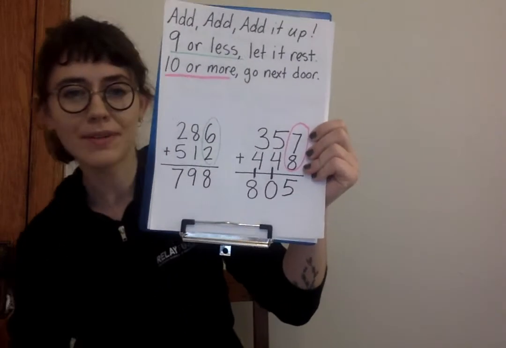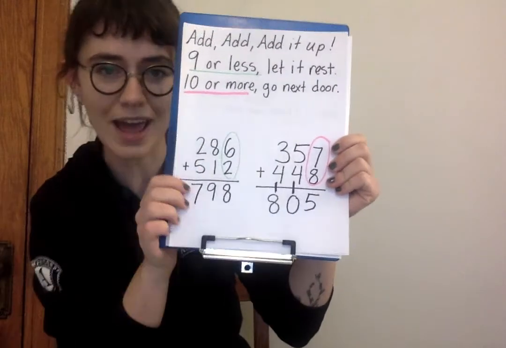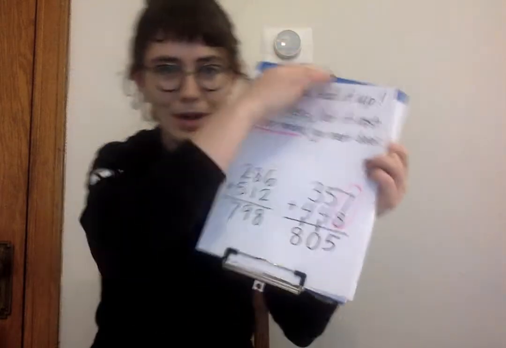All right, don't make me sing this by myself. I need your loud and proud voice. Here we go. Add, add it up. 9 or less, let it rest. 10 or more, go next door. And don't forget about our subtraction song.